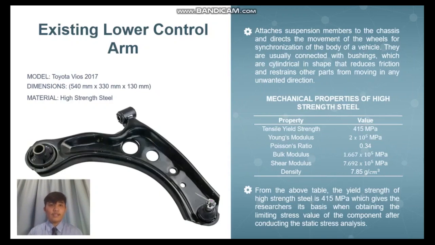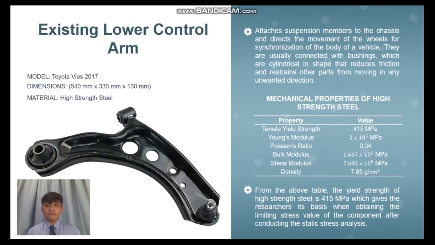For the existing lower control arm, we have here the model of a Toyota Vios 2017 with dimensions of 540 millimeters in length, 330 millimeters in width, and 130 millimeters in thickness. So what does a lower control arm do? Basically, it attaches suspension members to the chassis and directs the movement of the wheels for synchronization of the body of the vehicle. Primarily, it's just a component of the car that connects the suspension system to the body of the car.